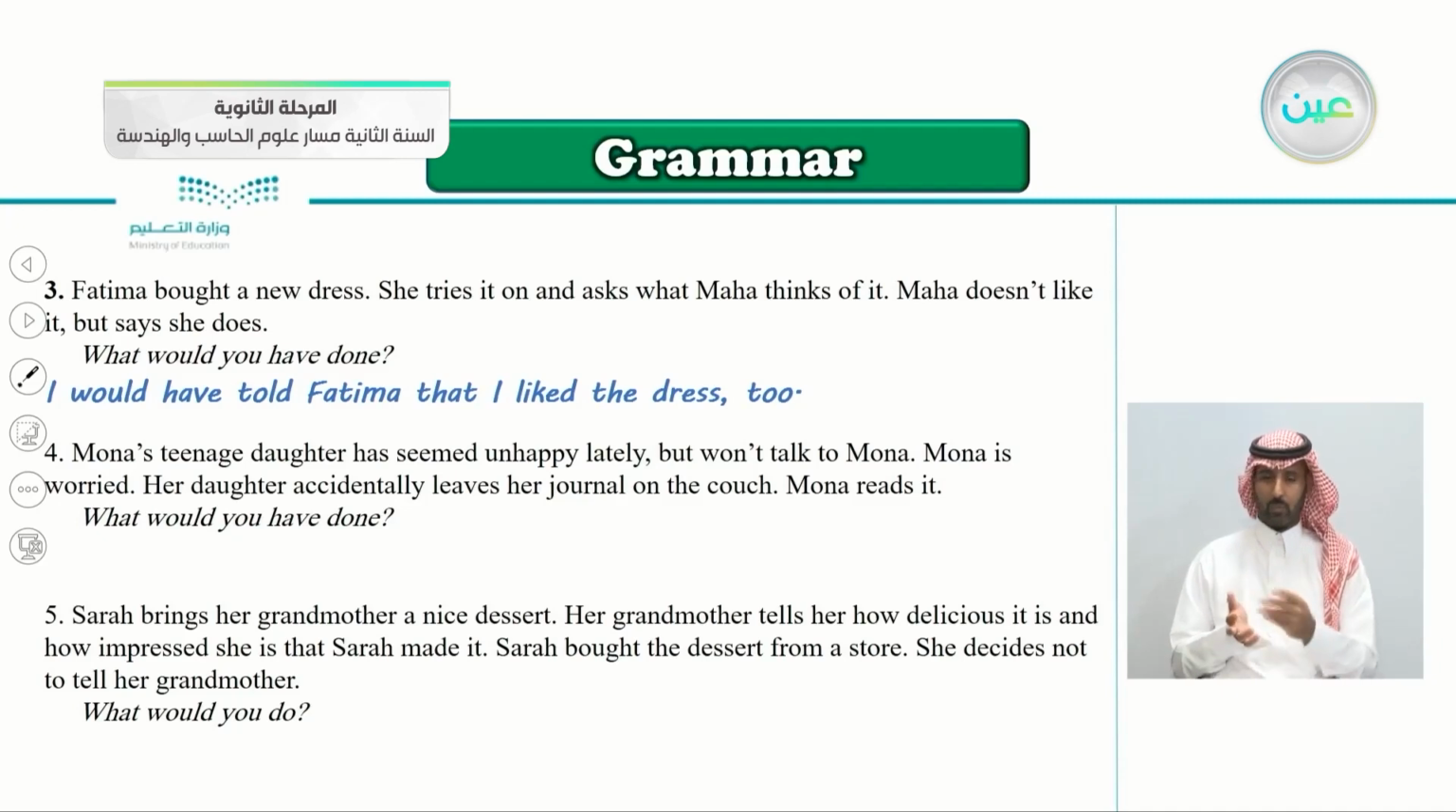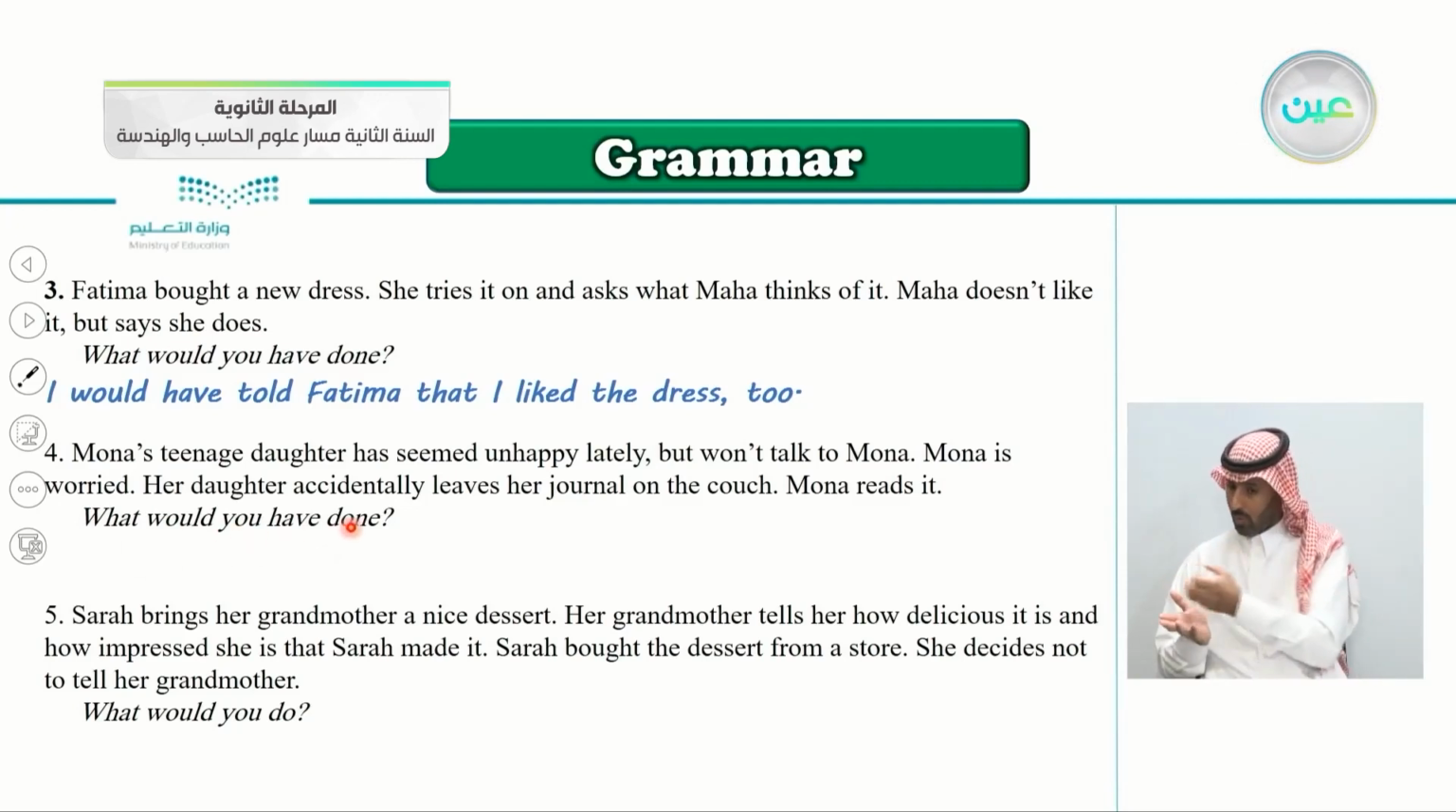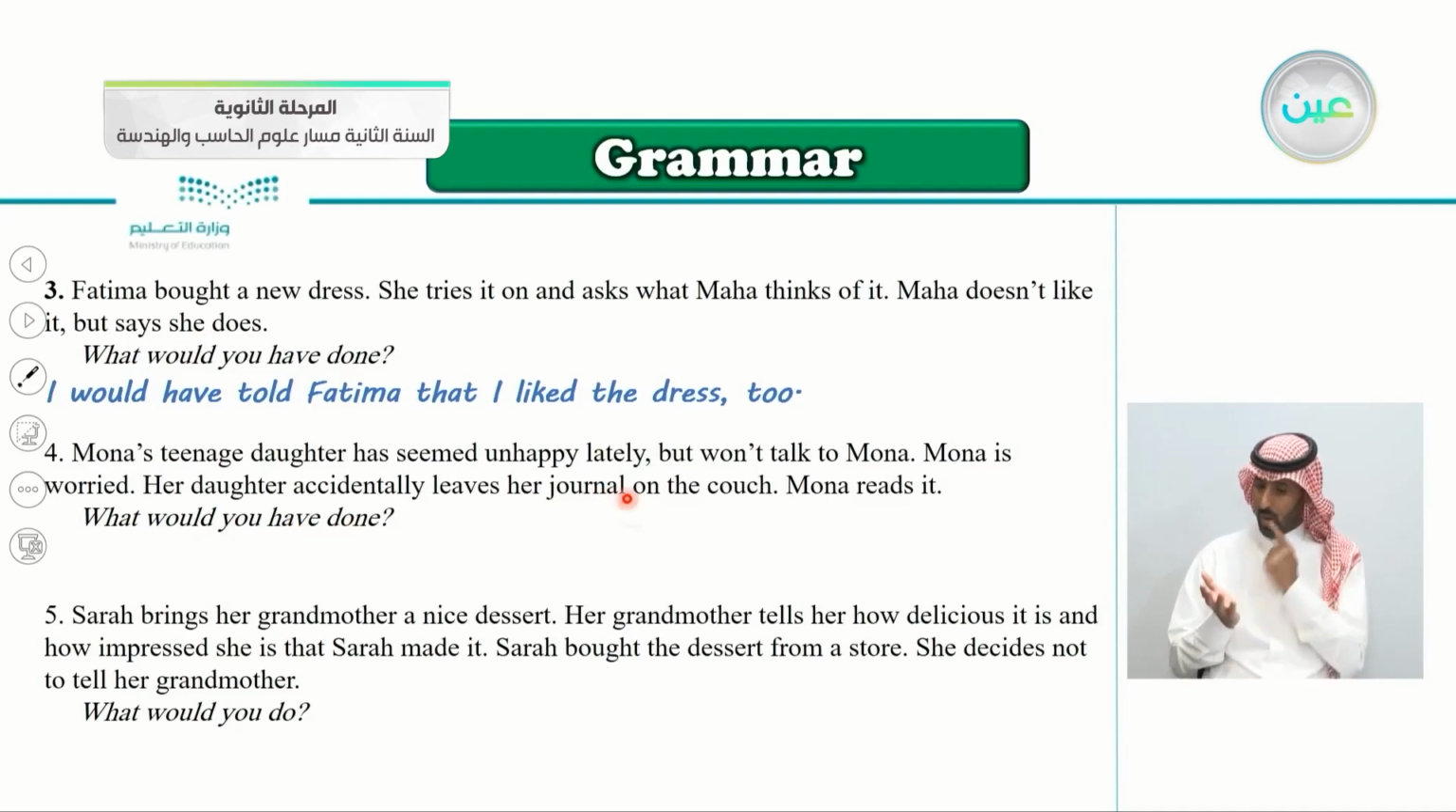Number 4, Mona's teenage daughter has seemed unhappy lately, but won't talk to Mona. Mona is worried. Her daughter accidentally leaves her journal on the couch. Mona reads it. So what would you have done? Would you do the same as her mother and read her daughter's journal or not? Especially that she is worried because her daughter is unhappy lately.